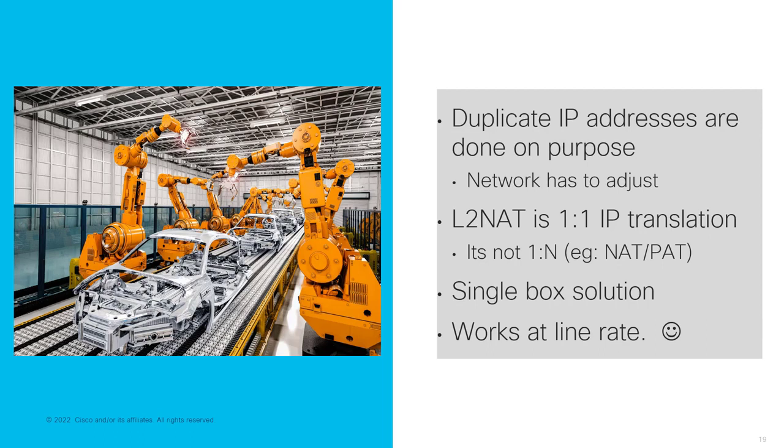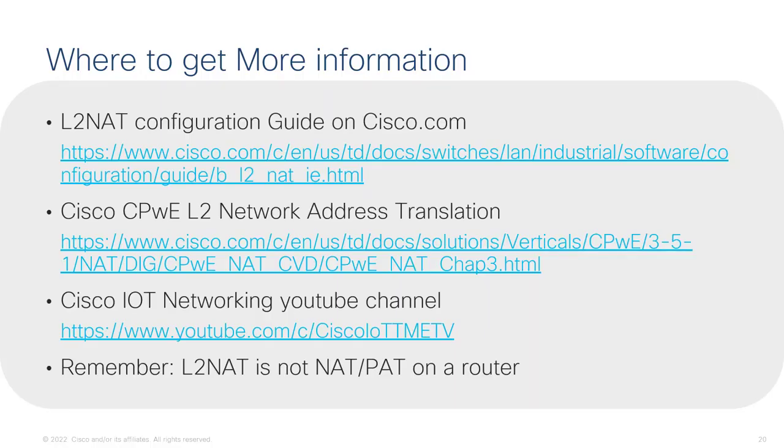So this is going to wrap up our short video here. Remember, these IP addresses are done on purpose. Layer 2 NAT for IE switching works one for one, but it is a single box solution and it works at line rate. Now, you can get a lot more information on Layer 2 NAT by reading the Layer 2 NAT configuration guide on cisco.com for industrial switches. If you want to see Layer 2 NAT used in a solution environment, the Connected Plant-Wide Ethernet, CPWE, has a section on how to use Layer 2 NAT, and that shows you as part of a bigger solution.